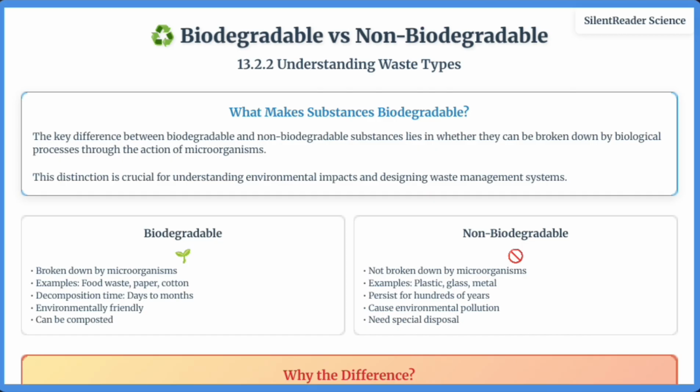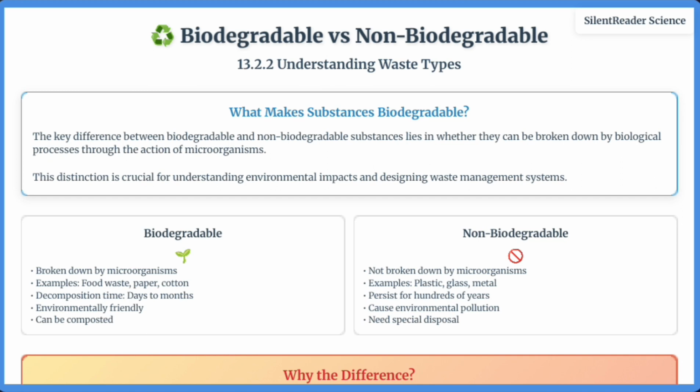Non-biodegradable substances are those that cannot be broken down by microorganisms. Examples include plastics, glass, metals, and most synthetic materials. These materials persist in the environment for hundreds to millions of years and cause long-term pollution.